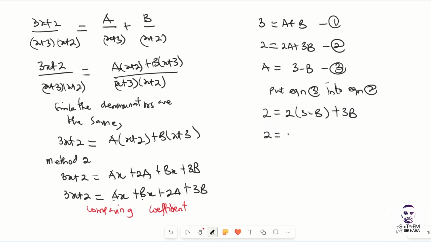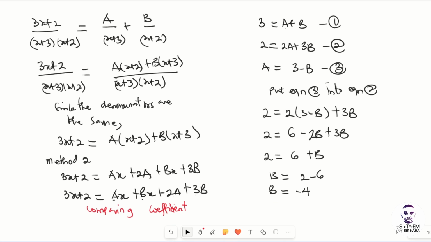Right, so you have 2 to be equal to 2 multiplying 3 gives us 6 minus 2b, right? So 2 multiplying minus b will give us minus 2b, right? Then plus 3b. So this implies that you are going to have 2 is equal to 6 plus b. So our b is equal to 2 minus 6. And then our b is equal to negative 4, right? So we get the same value of b, which is equal to negative 4.